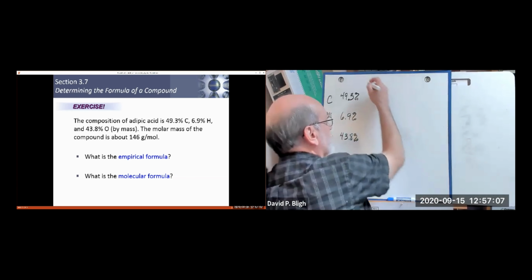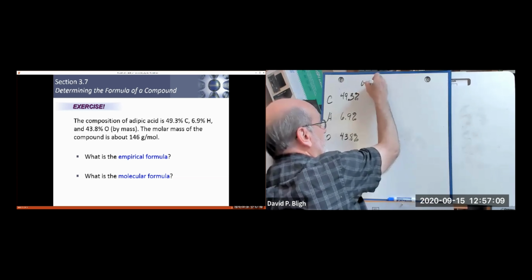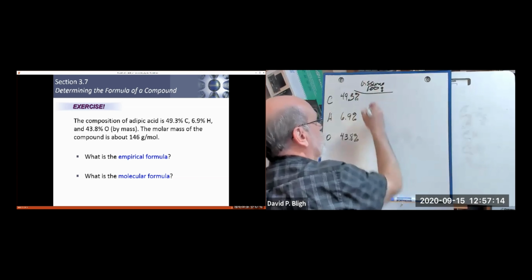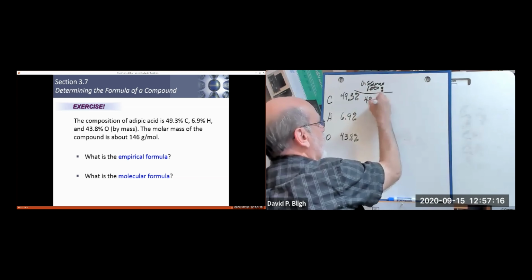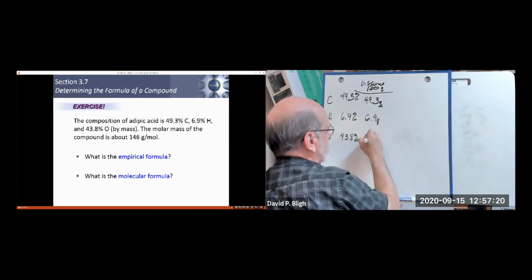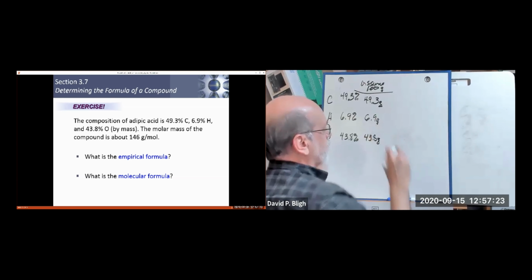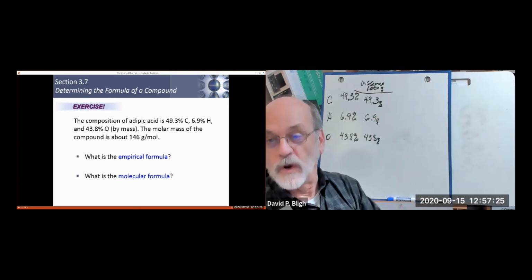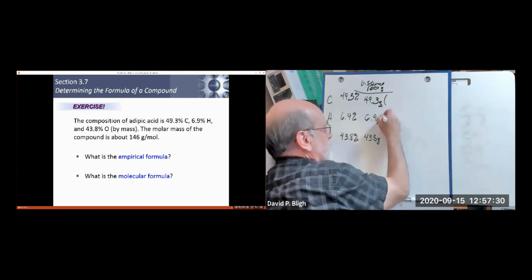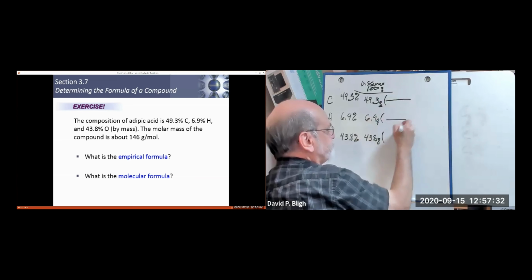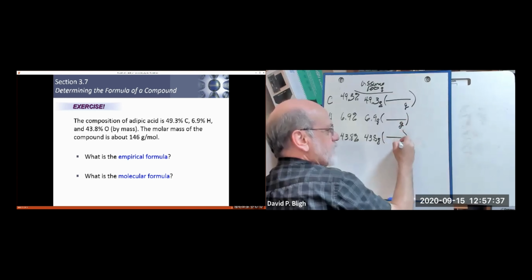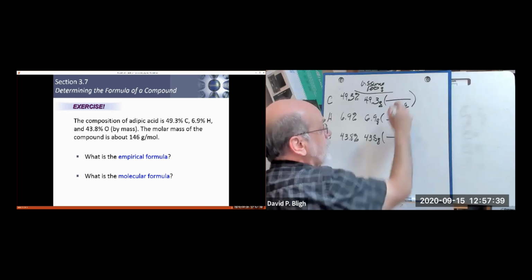So the first assumption is that you have a 100 gram sample. Now we have 49.3 grams of carbon, 6.9 grams of hydrogen, and 43.8 grams of oxygen. Now we can convert to moles, right? So assembly line, got to cancel grams, so it has to be on the bottom, and moles on the top.